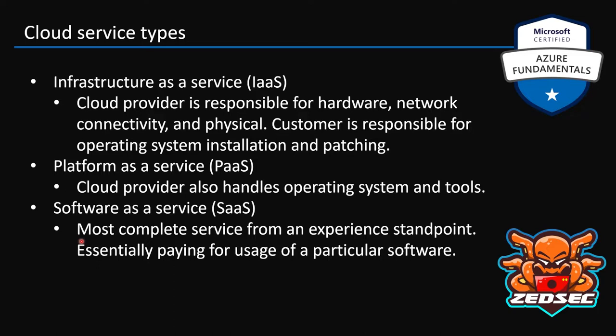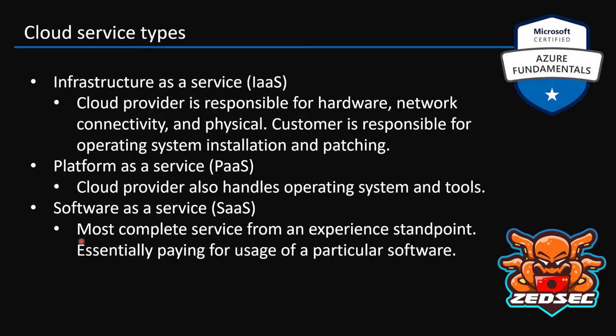So infrastructure as a service, or IaaS: the cloud provider is responsible for the hardware, the network connectivity, and the physical security, whereas the customer is responsible for the operating system installation and patching. So VMs are an IaaS service type, where you're responsible for the operating system, you install it, you install and manage all the patches on that VM, but the cloud provider manages the physical hardware.